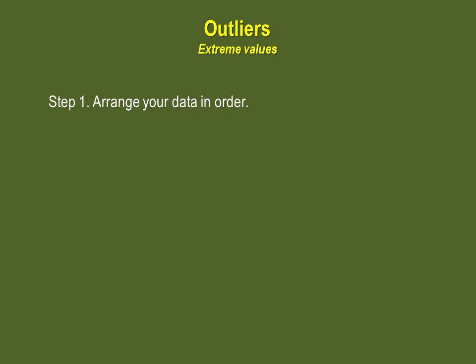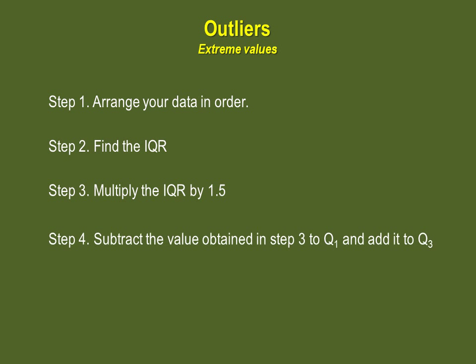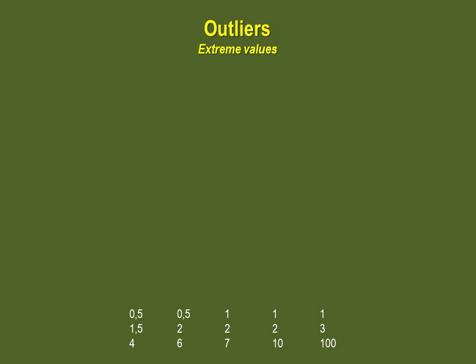Step 1 is to arrange your data in order. Step 2 is to find the IQR. Step 3 is to multiply the IQR by 1.5. Step 4 is to subtract your value from step 3 from Q1 and add the value to Q3. Step 5, check your data. Any value that is lower than Q1 minus 1.5 IQR or larger than Q3 plus 1.5 IQR is an outlier. Let's check if we have any outliers in our student daily distance data set.